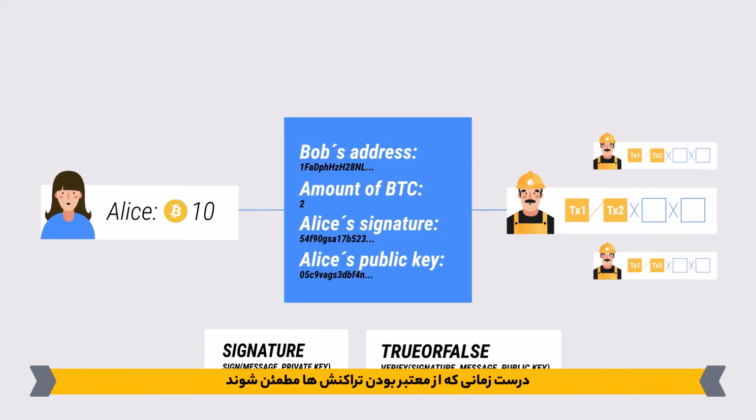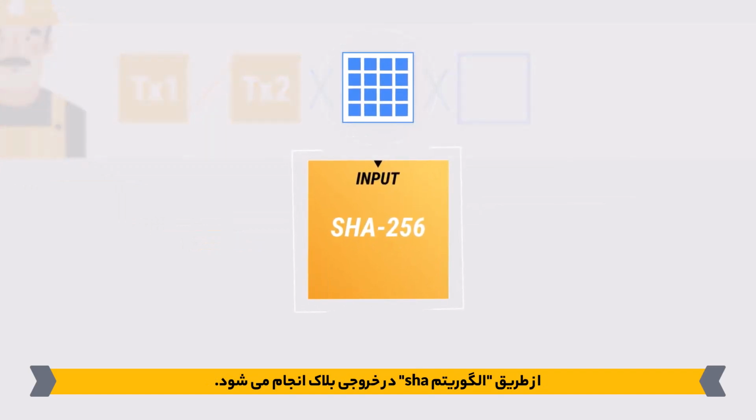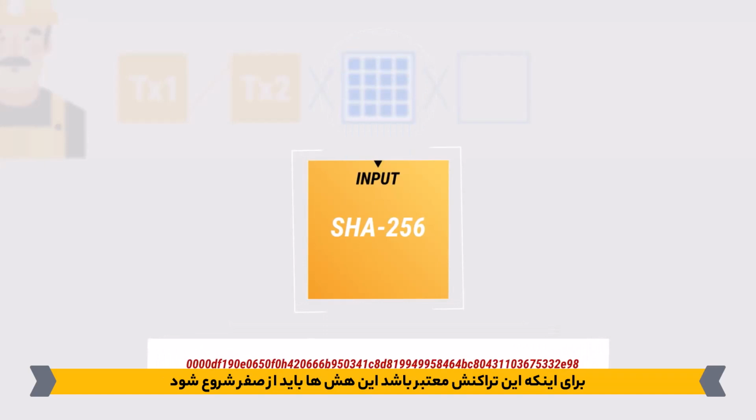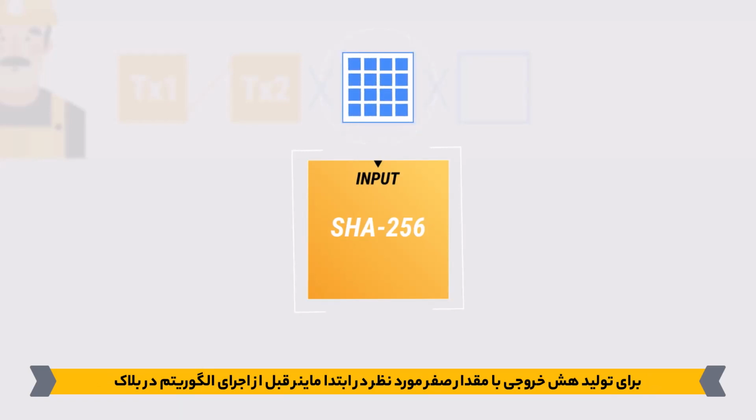Once the miners are sure that the transaction is valid, they can put it in a block along with many other transactions and attempt to mine the block. This is done by putting the block through the SHA-256 algorithm. The output needs to start with a certain amount of zeros in order to be considered valid. The amount of zeros needed depends on what's called the difficulty, which changes depending on how much computing power there is on the network.